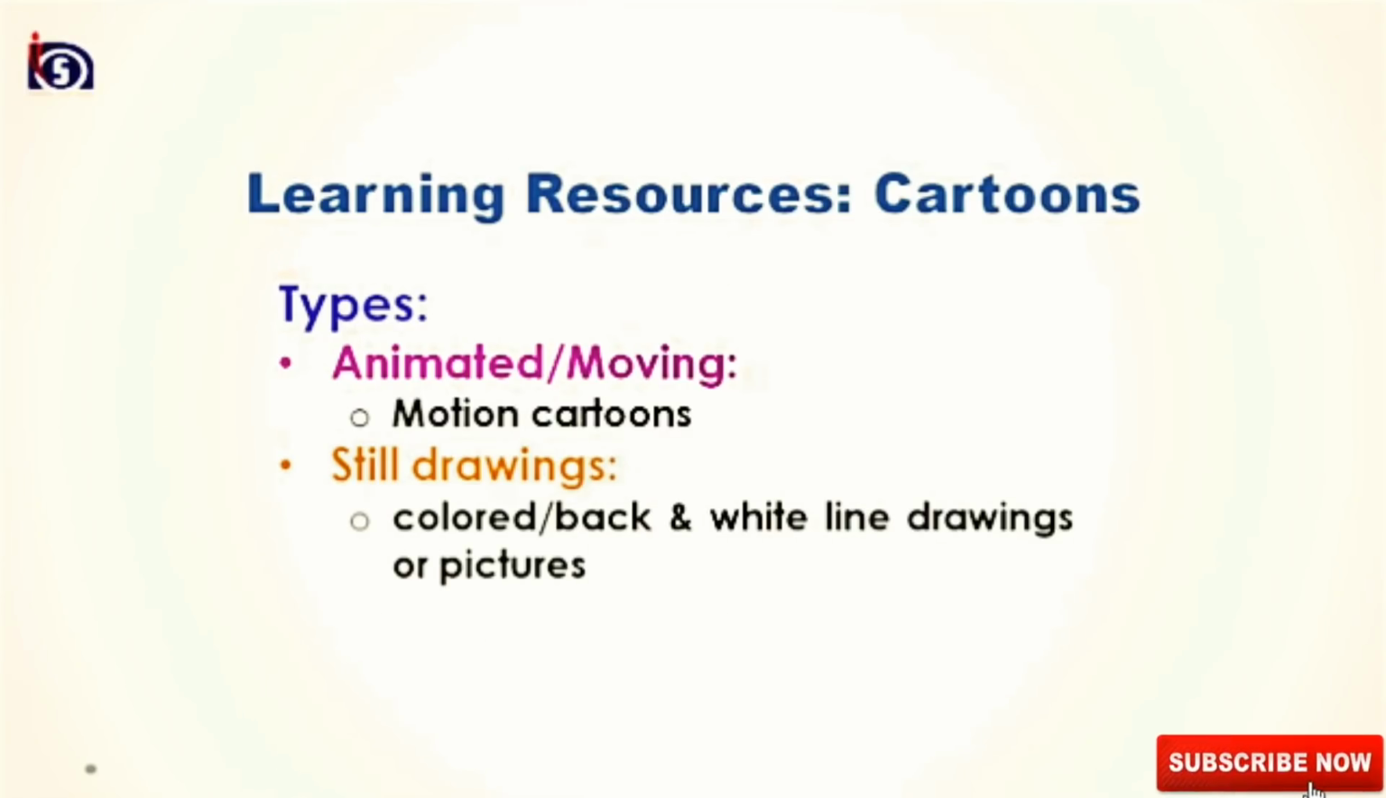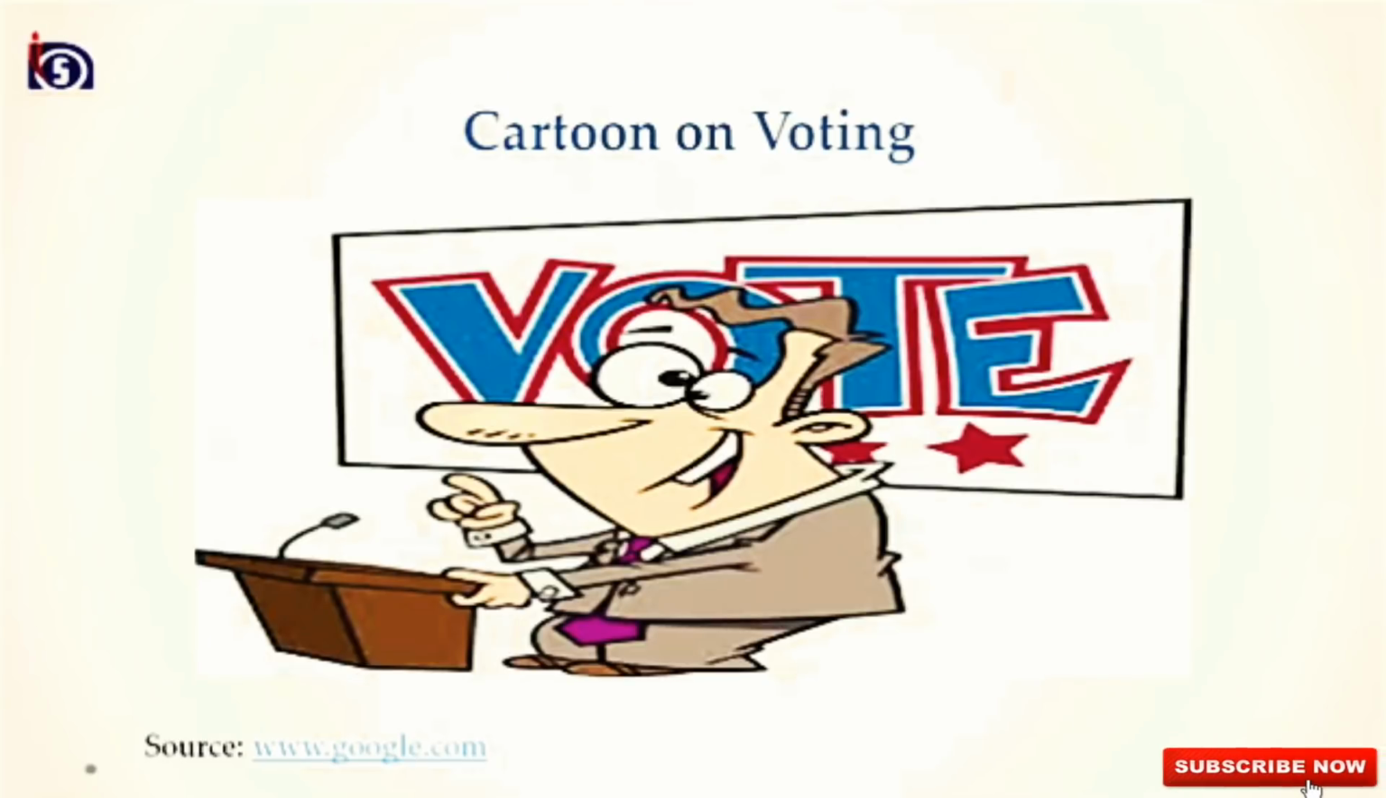So, coming to the types of cartoons, we can have animated or moving cartoons, or motion cartoons, and we can have still drawings. Still drawings could be colored or black and white, line drawings or pictures. Any kind of still drawing comes under the category of still drawing, which can be colored or black and white. Now, coming to the examples of different cartoons which we can use in our class, I have brought some for your reference.